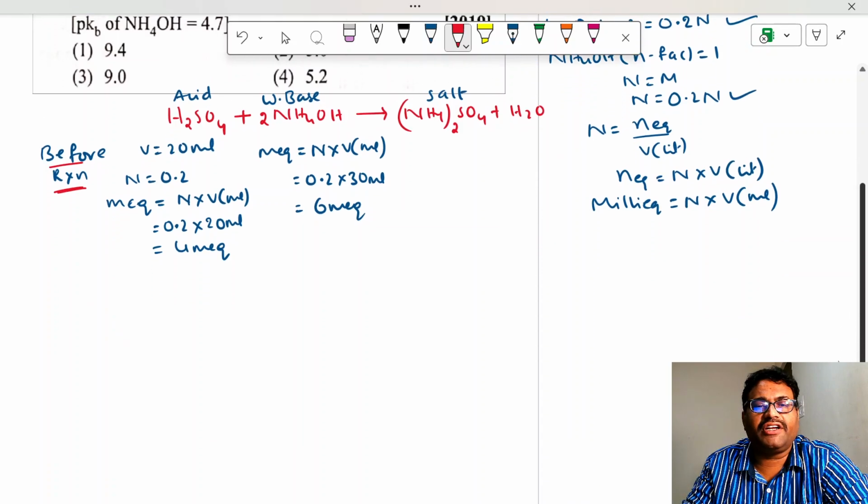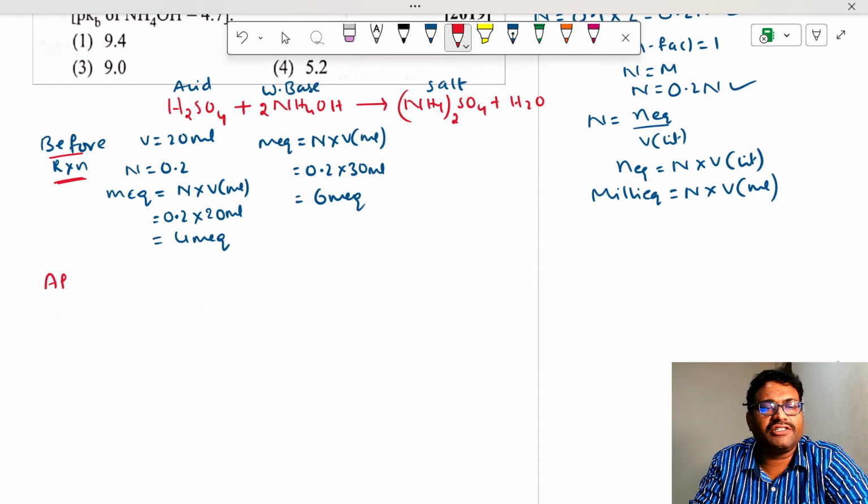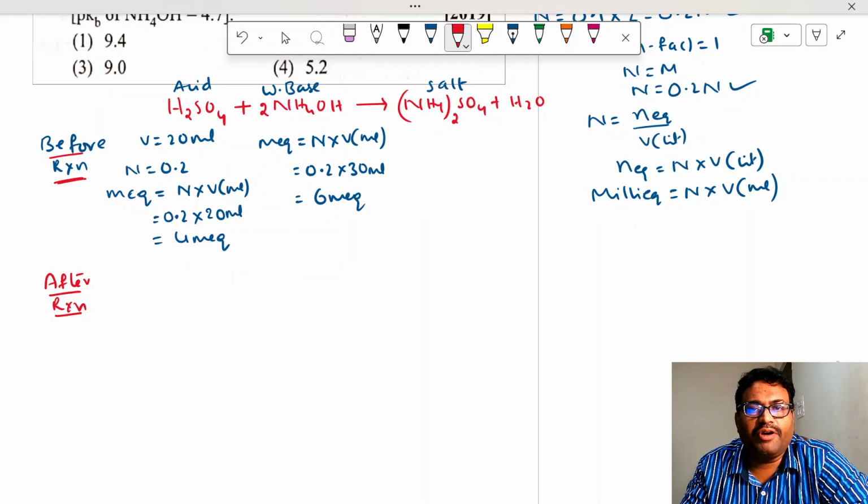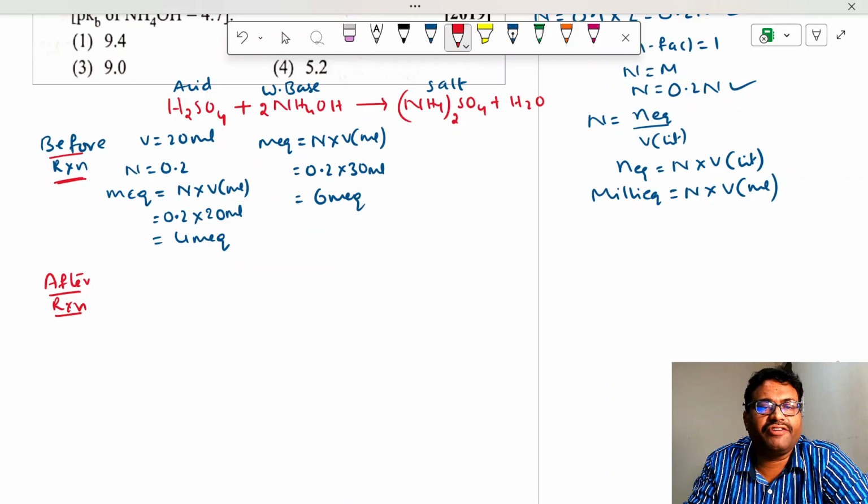Let us consider after the reaction. That means the reaction has happened. Already we have studied that these two are an acid and a base, and they react with each other. When they react, 1 milliequivalent of acid always reacts with 1 milliequivalent of base to form 1 milliequivalent of salt. This is the law of equivalence. Here there are 4 milliequivalents of acid and 6 milliequivalents of base.